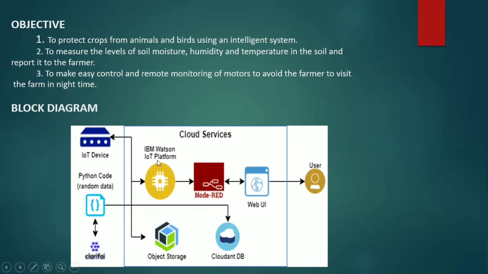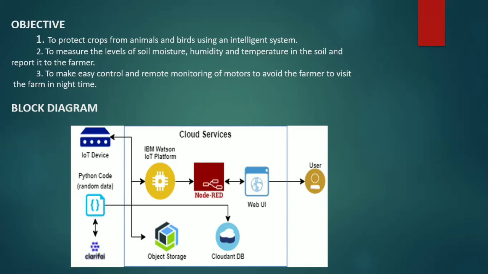The main aim of our project is to detect the animals. Once an animal is detected, it sends it to the Clarifai service, which can detect whether it is an animal or not. The image is also stored in the object storage and the URL in the Cloudant DB. The IBM Watson IoT platform acts as a mediator to connect the IoT device to the web application. The web application is developed to visualize the soil temperature, soil moisture, and humidity levels.